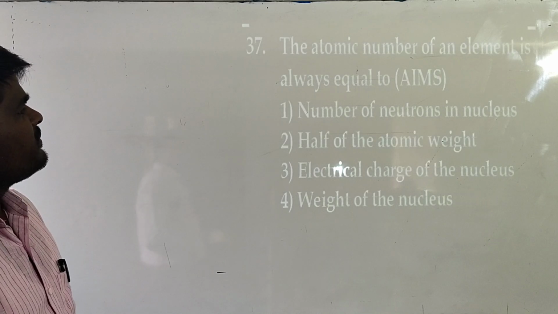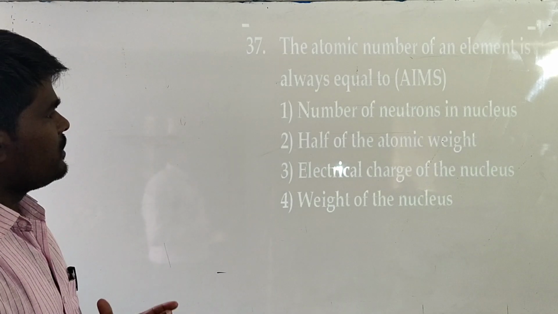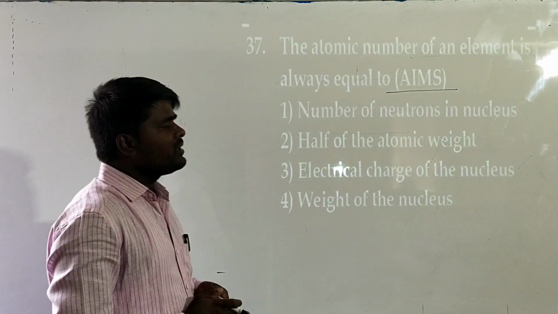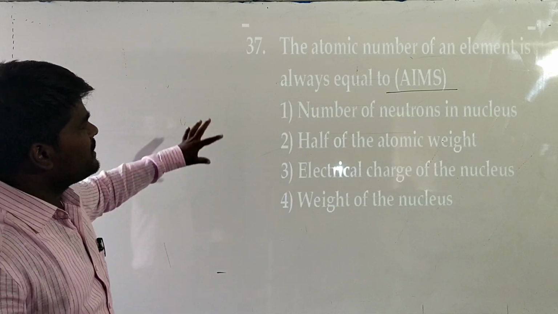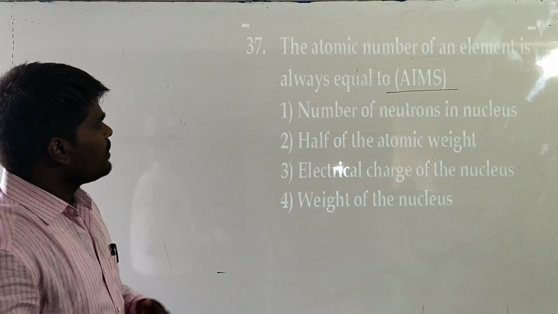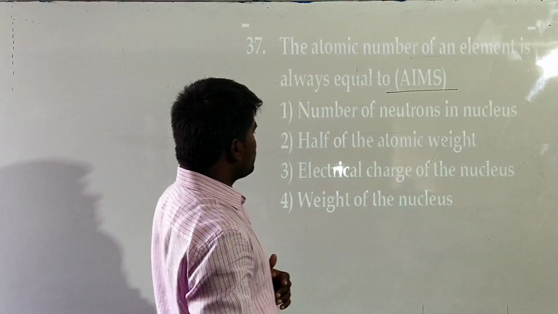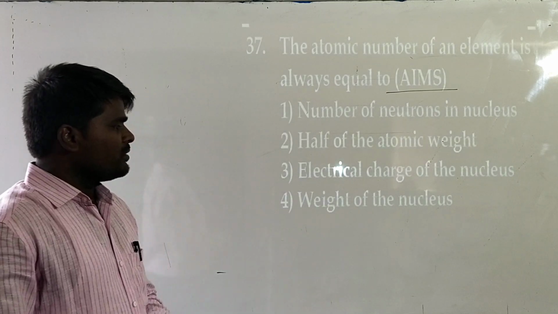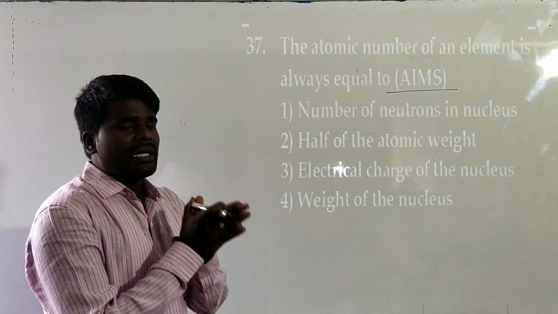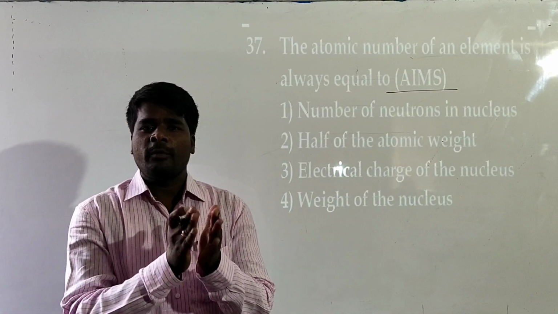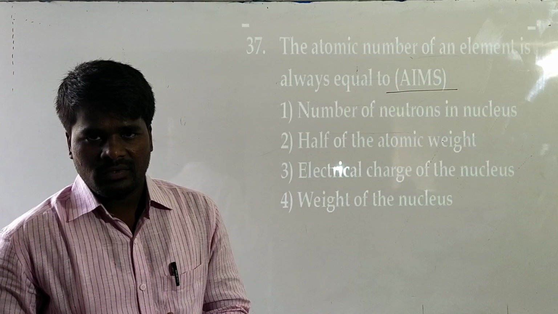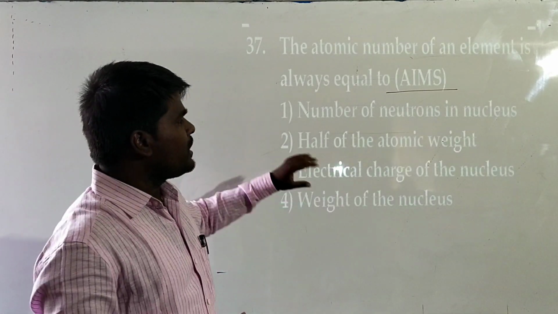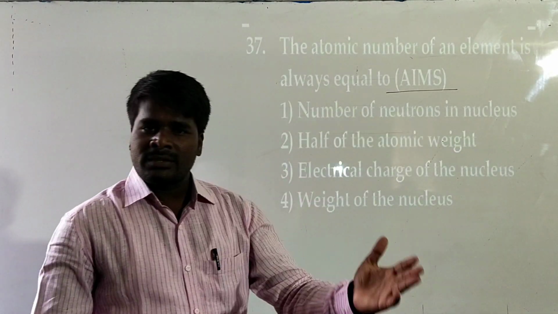The atomic number of an element is always equal to. Right? This was a previous question asked in AIIMS exams. The atomic number of an element is always equal to. What are the options given? Number of neutrons in the nucleus, half of the atomic weight, electrical charge of the nucleus, weight of the nucleus. Generally we know that the atomic number is always equal to the number of protons in the nucleus. Here the number of neutrons in the nucleus is not equal to the atomic number. Half of the atomic weight cannot be considered as atomic number.